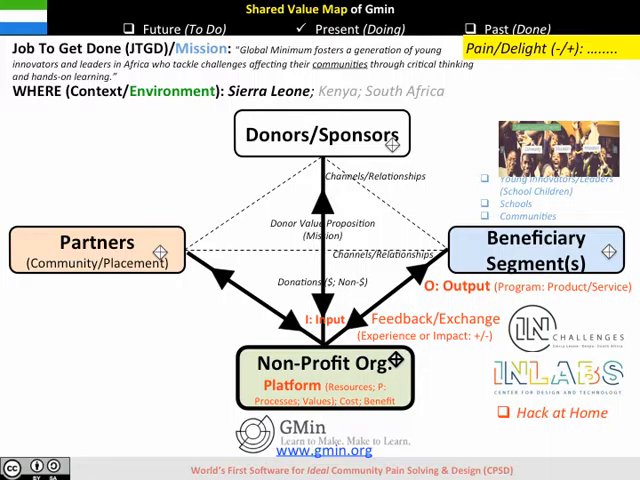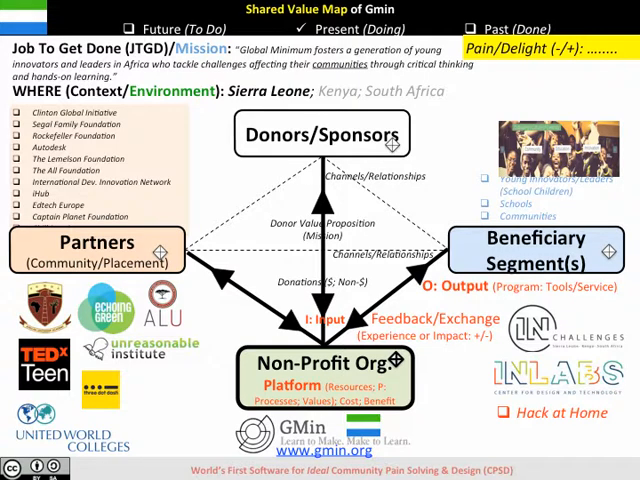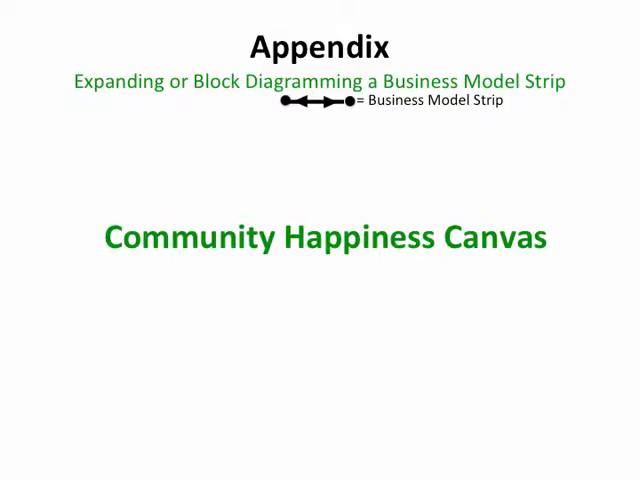And to complete the description of its business model, we need to include its partners, which at the moment is an impressive list of partners and donors, and it includes the Clinton Global Initiative, the Segal Family Foundation, Rockefeller Foundation, Autodesk, Lemelson Foundation, and a host of others. And GMIN distinguishes between community partners and placement partners, and they also collaborate with educational institutions, including the African Leadership Academy, TEDx, and the United World Colleges. So that takes us through the C.O.P.S diamond and how to use it.